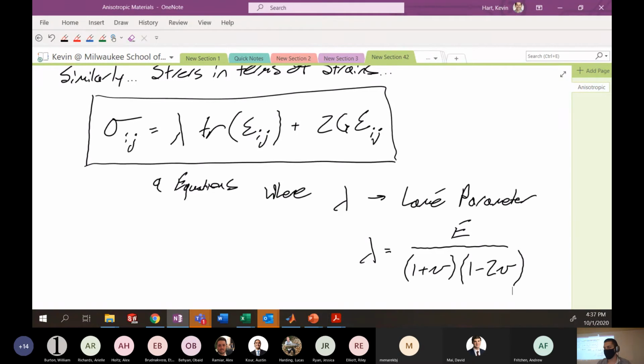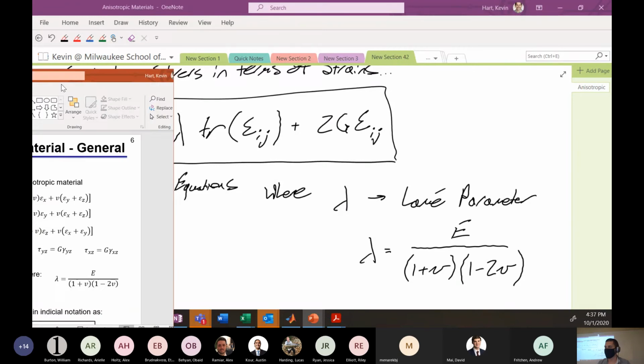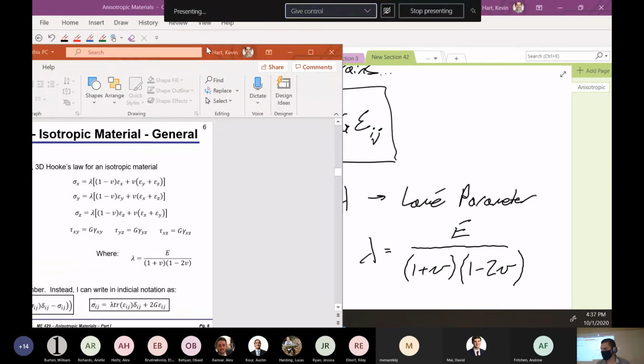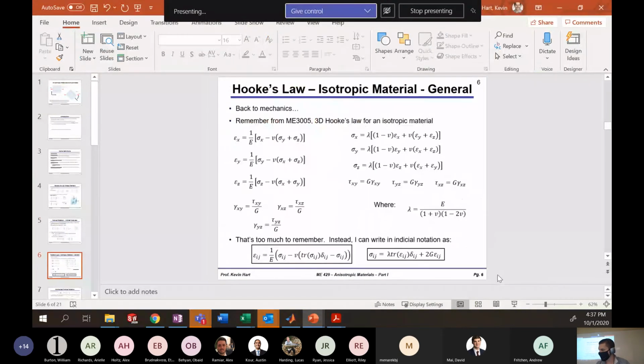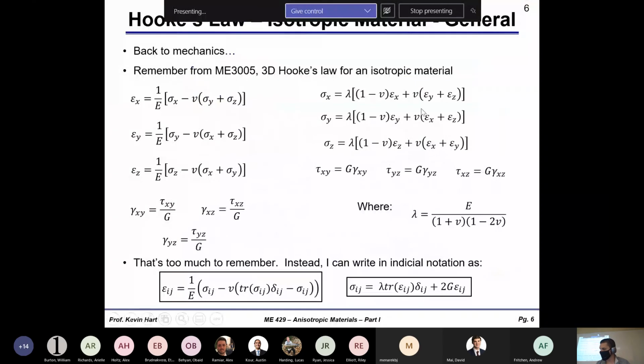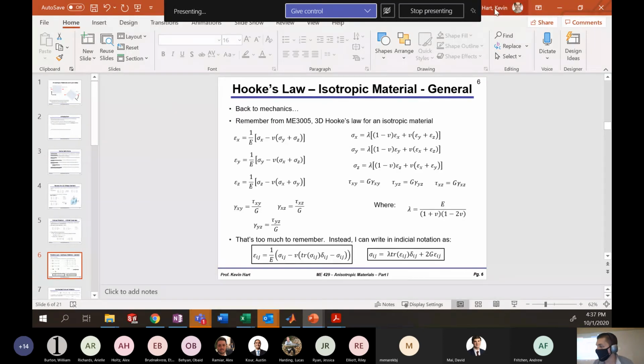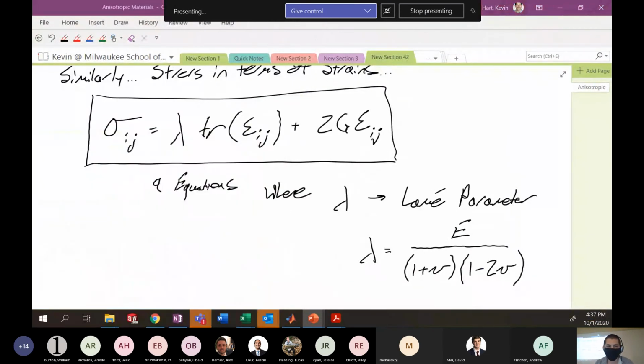If you worked out all 9 equations using this formula, where i and j are going from 1 to 3, you would end up with the equations you see on the right-hand side here. These are the 18 equations that make up Hooke's law in 3D. You got to put the 3D glasses on, make sure you can see them.